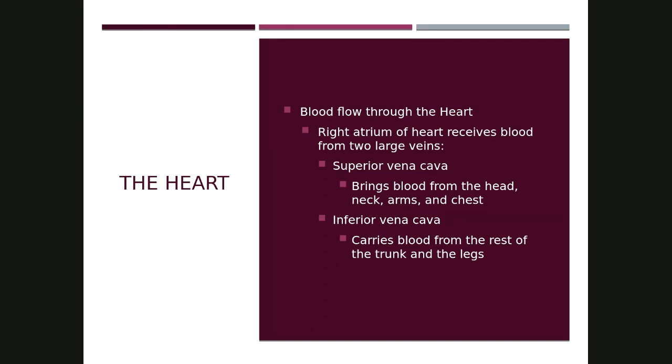begins in the right atrium of the heart and receives blood from 2 large veins, the superior and inferior vena cava. The superior vena cava brings blood from the head, neck, arms, and chest, and the inferior vena cava carries blood from the rest of the trunk and the legs. It's really important to understand that this is O2 poor blood from 2 large veins, and we go from the top of the head to the bottom because, depending upon how tall someone is, it's essential to keep balance.